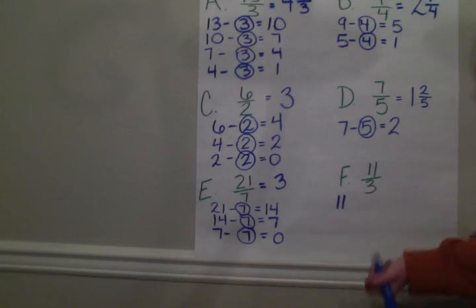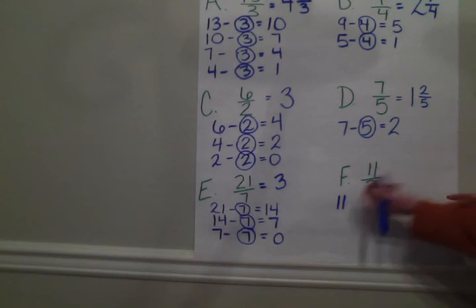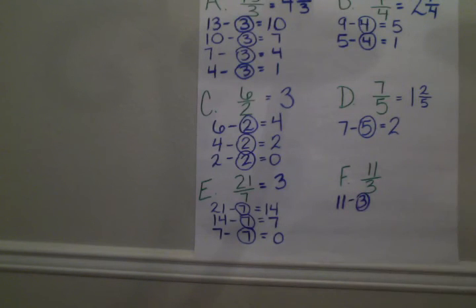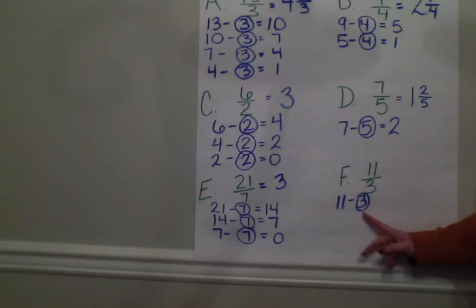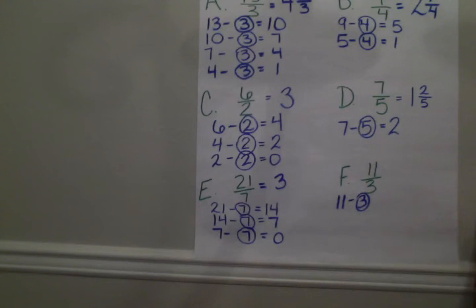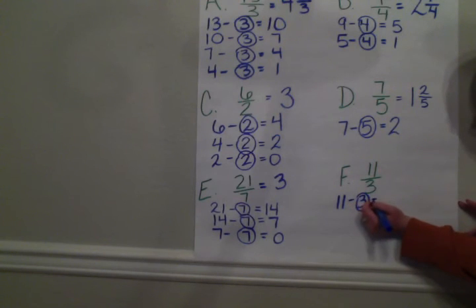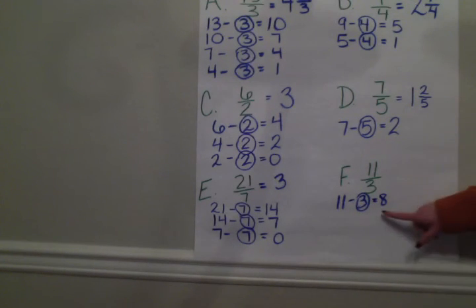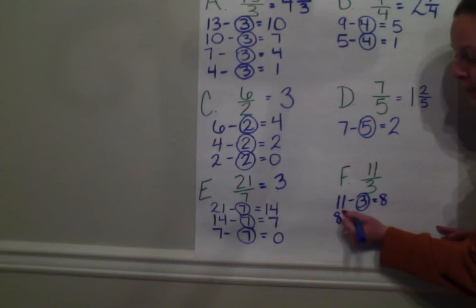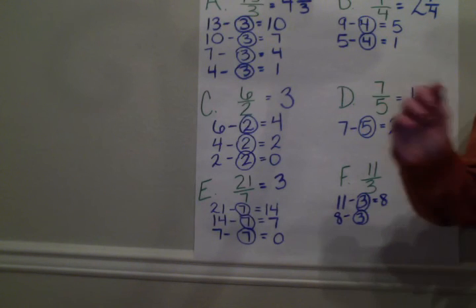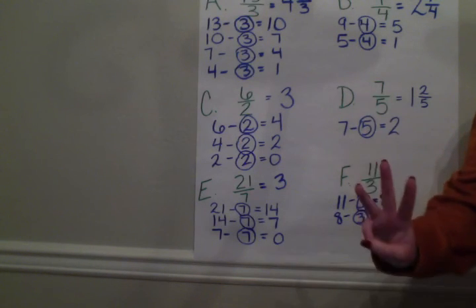So my numerator is 11, and I'm going to start subtracting groups of 3. So 11 minus my first group of 3. If you are not sure what 11 minus 3 is, get out your counters, or you can count backwards. So you'd have 11, 10, 9, 8. 11 minus 3 is 8. 8 is still not smaller than this number, so I've got to keep going. 8 minus another 3. Make sure you check your work. So 8 minus 3 would be 8, 7, 6, 5.